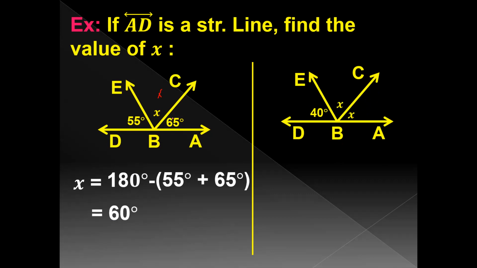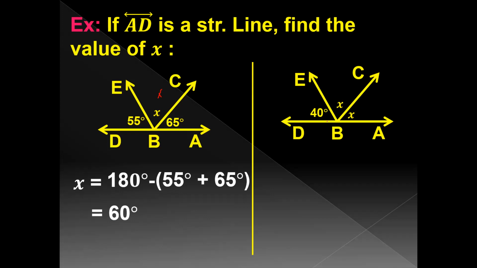In the other example, we see we have a straight line DA, and we have angle DBE with 40 degrees, angle EBC with x degrees, and angle CBA also with x degrees, and we want to find the value of x. As we see, angles EBC and CBA have the same symbol x, so their values are equal. Can we find the value of x?